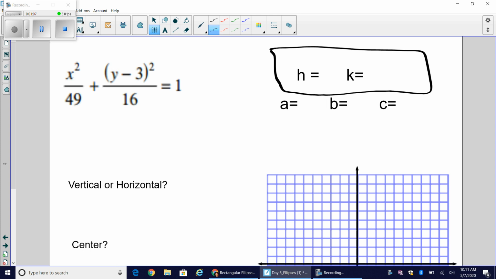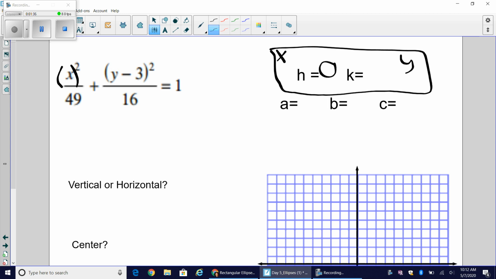So if I want to identify H, it is going to be the center of my ellipse, and it's associated with the X variable. If I want to identify K, I need to look at the Y value. It will be the Y coordinate of the center of the ellipse. So when I look at X over here, I notice I just have an X squared. Nothing's being added or subtracted to that. So my H value of my center is just 0.